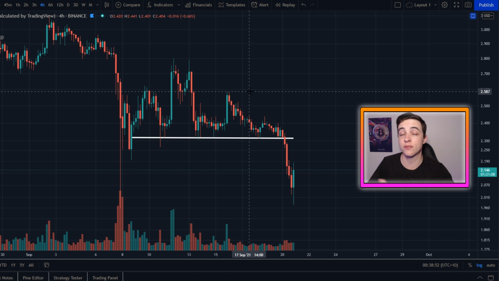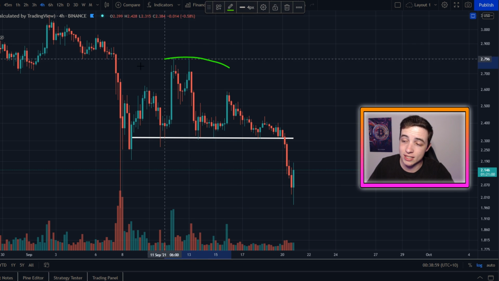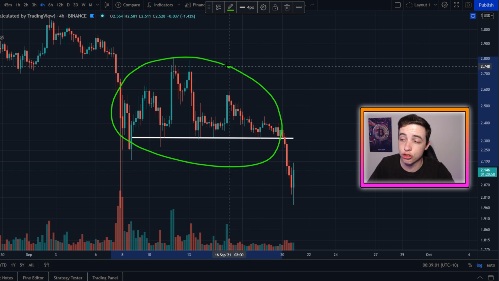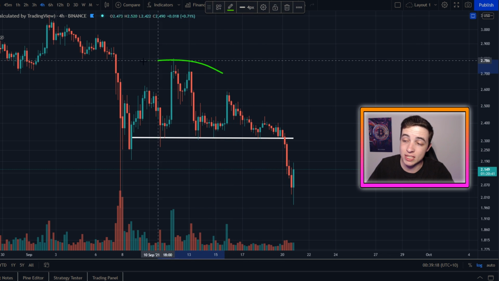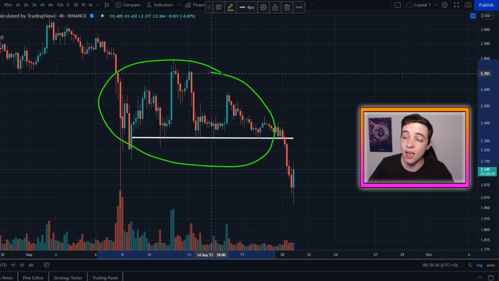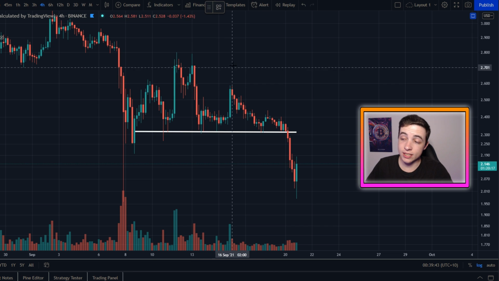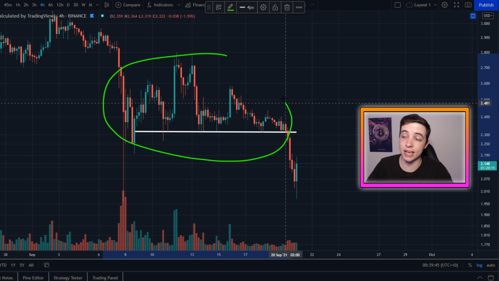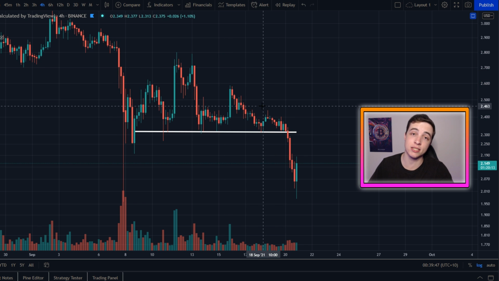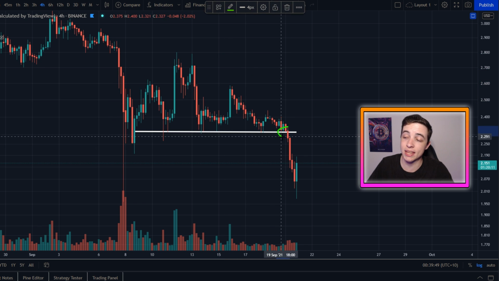And of course, for those of you that have been subscribed and have been watching my videos for really the last week or so, I've been telling you guys about Cardano potentially forming a head and shoulders pattern. And by the way, I was talking about this potential head and shoulders pattern forming around 5 days ago, approximately, all the way back here. And obviously a head and shoulders pattern is technically a bearish pattern, but the price target only comes into play if we break the neckline just here.